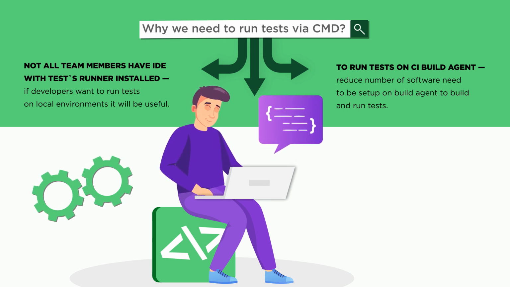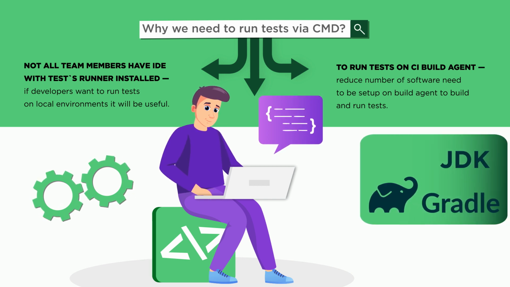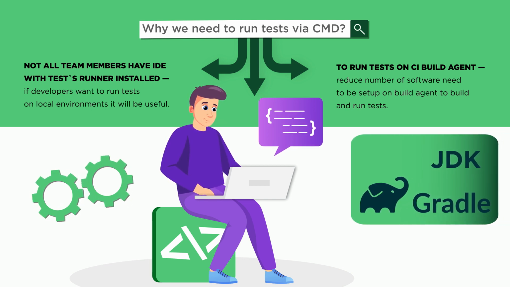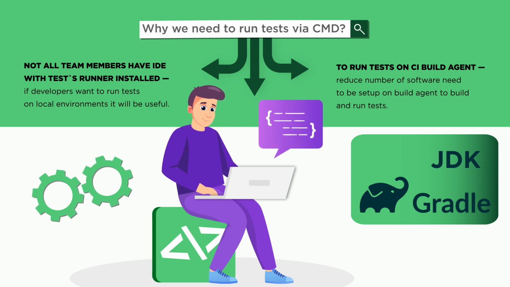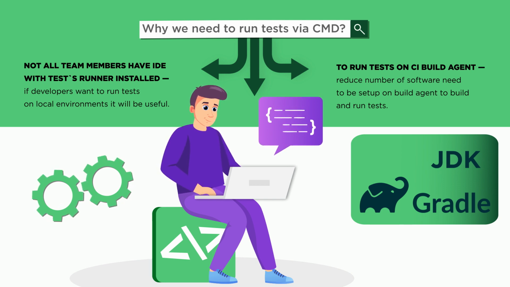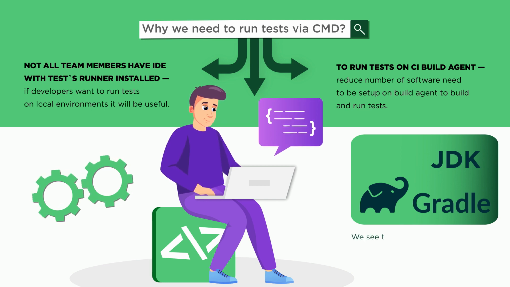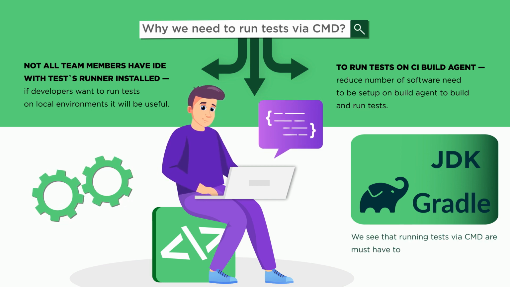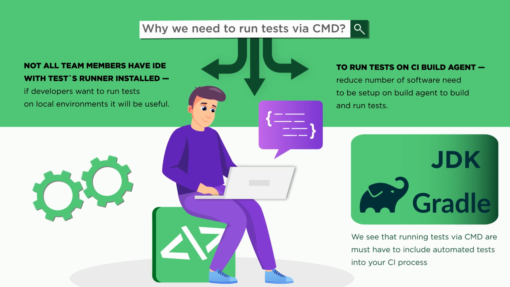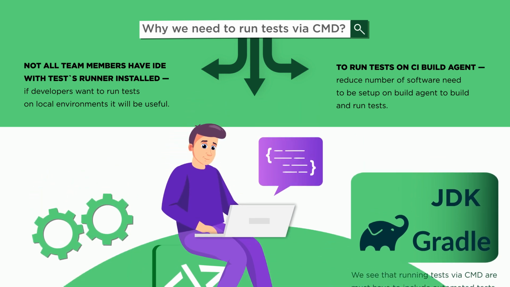For example, to launch our API tests, you need JDK and Gradle set up on the machine. And again, as in the situation when developers need to run tests locally, you are not allowed to set up IntelliJ IDEA or something like this on the build agent. In this case, the test could be run only via the command line. As a result, we see that running tests via CMD is a must-have to include automated tests into your CI process.